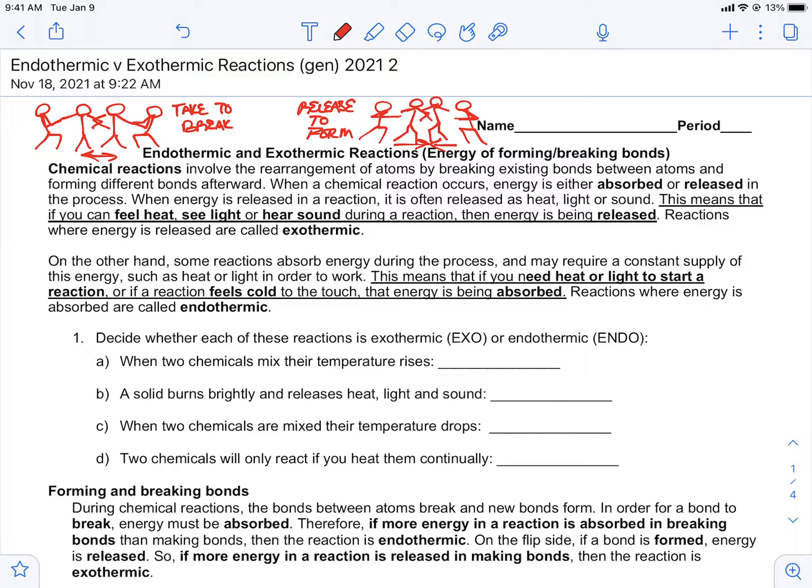Okay, so some of you are good on reaction types and are ready for another challenge. There are two types of reactions in terms of the way they feel and some of the things that you observe about them. Those types of reactions are called endothermic and exothermic, and it all depends on whether more energy is exchanged in forming bonds or breaking bonds. So before we go any farther, we're going to talk about what exactly that means.